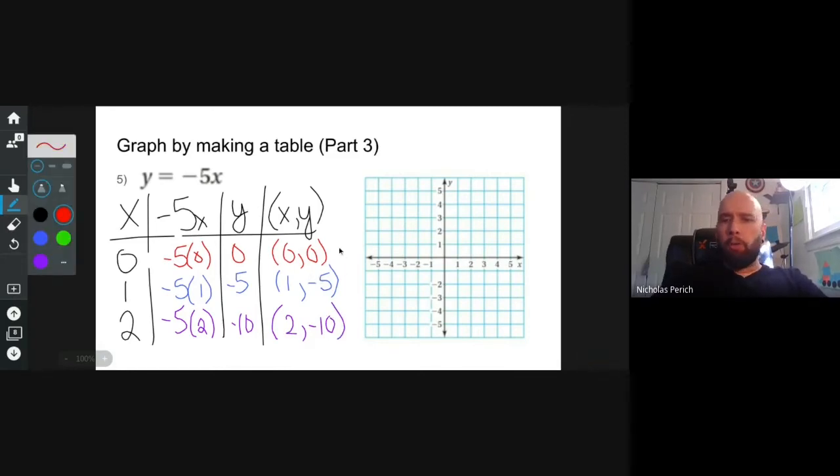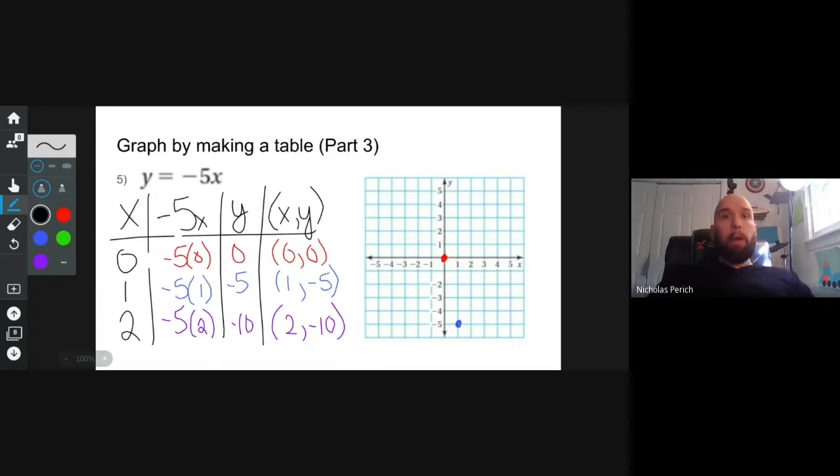Now let's graph. The first one I'm going to graph is 0, 0, which is my origin. Put a dot right there in the center. The second point I'm going to graph is 1, -5. So I go right 1, down 5. The third dot that I'm going to graph is 2, -10. So I'm going to go right 2 and go, I can't go down 10. Uh-oh, I guess I can't do it.